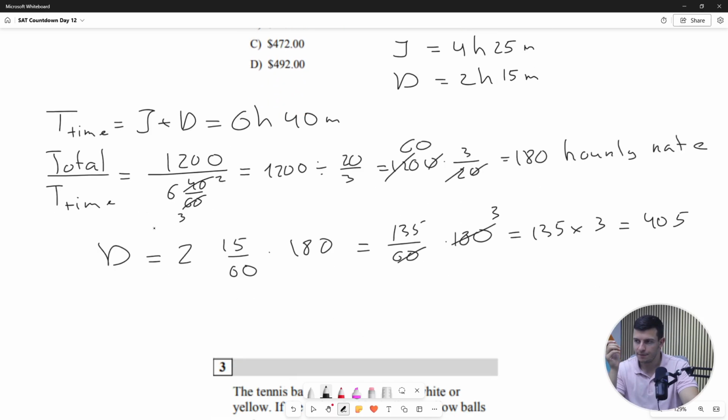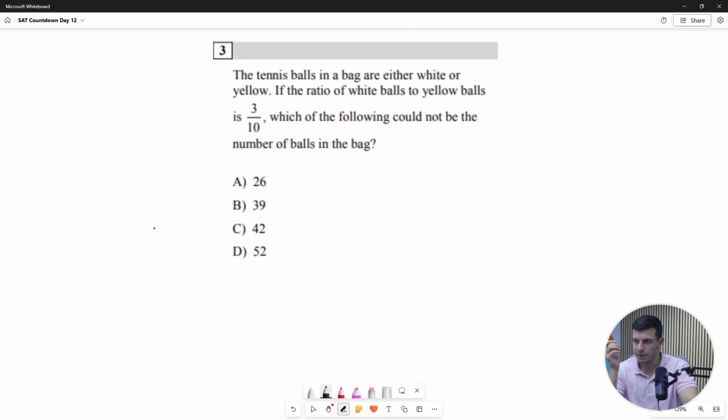Okay, so let's continue. The tennis balls in the bag are either white or yellow. The ratio of white balls to yellow balls is 3/10. So white to yellow is equal to 3/10. Which of the following could not be the number of balls in the bag? So this is a good proportion question.